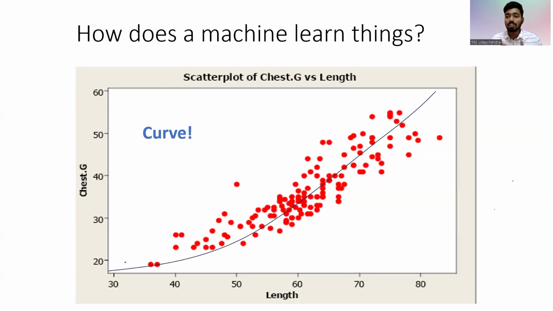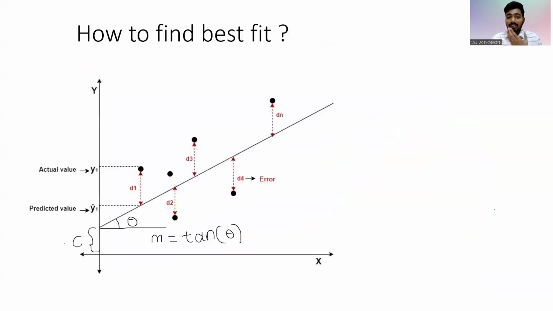Let's dive deeper and look at more of the things. If I'm trying to find the best fit, what is the best fit? Which line is the best fit line? It's very simple. You take a line and you find the difference between the actual value and the predicted value. What is the actual value? The actual value is this point, and my predicted value is this point. You take the difference of these two. Whatever points lie on this line are my predicted values.